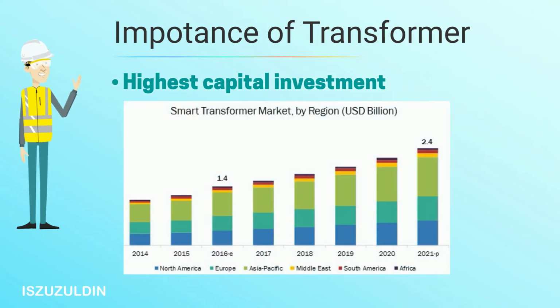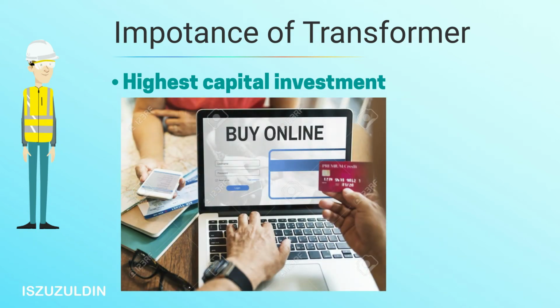The second point is the highest capital investment. A transformer is one of the most expensive purchases. To put it another way, transformers are among the most costly items in which we must invest our resources. For example, obtaining transformers is a lengthy procedure. We frequently have to order massive transformers from outside the country.